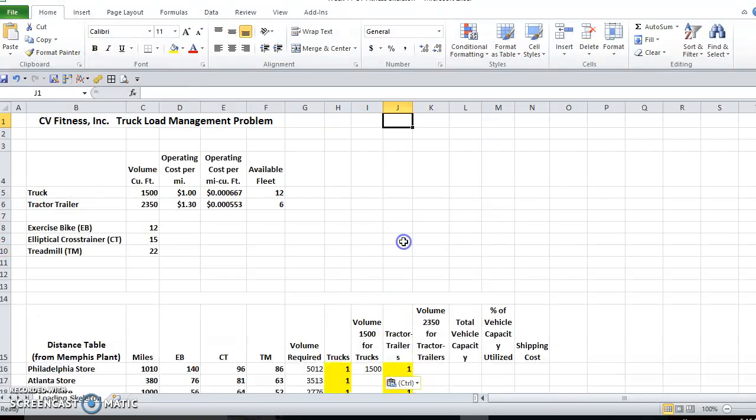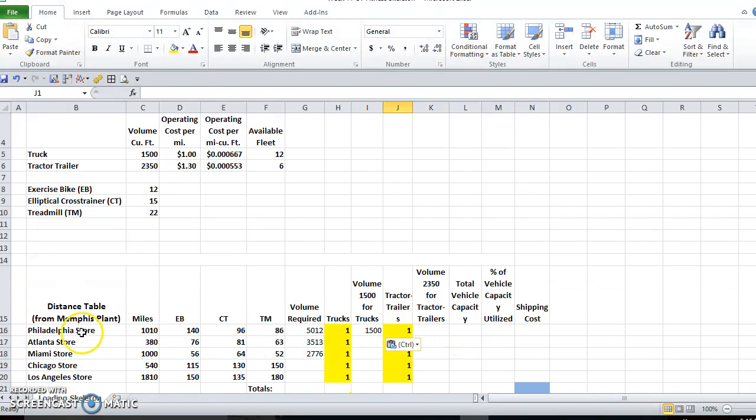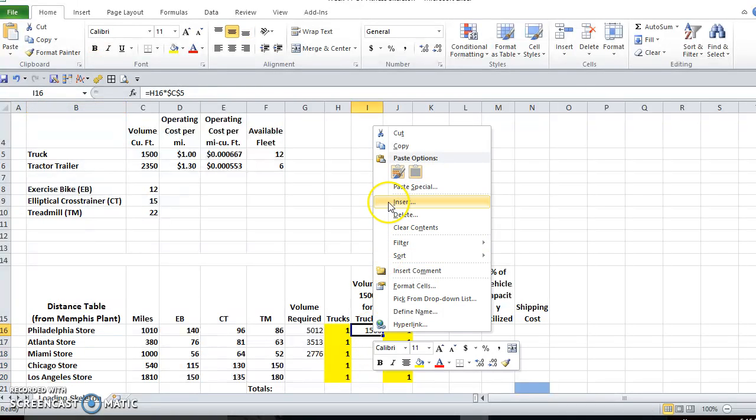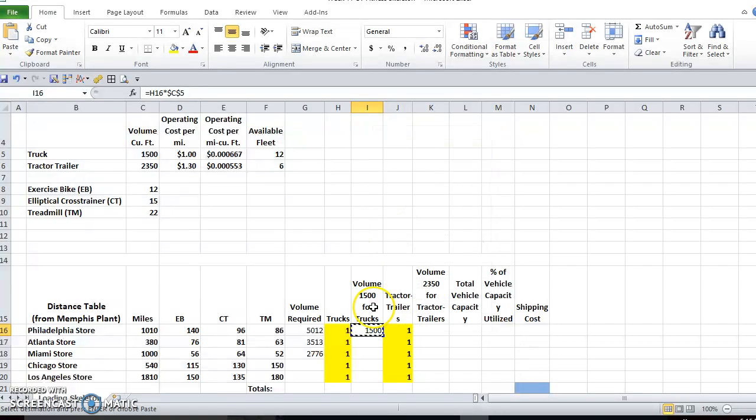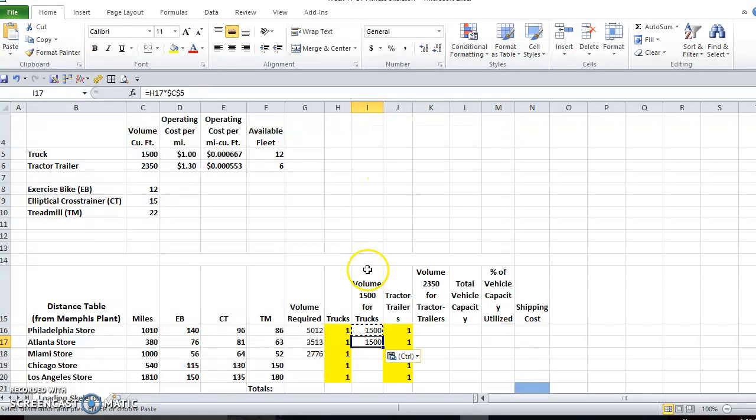Again, you would just copy and paste those the whole way through for each one of your different stores: Philadelphia, Atlanta, Miami, Chicago, and Los Angeles. So it would just be copy and paste, just like that.